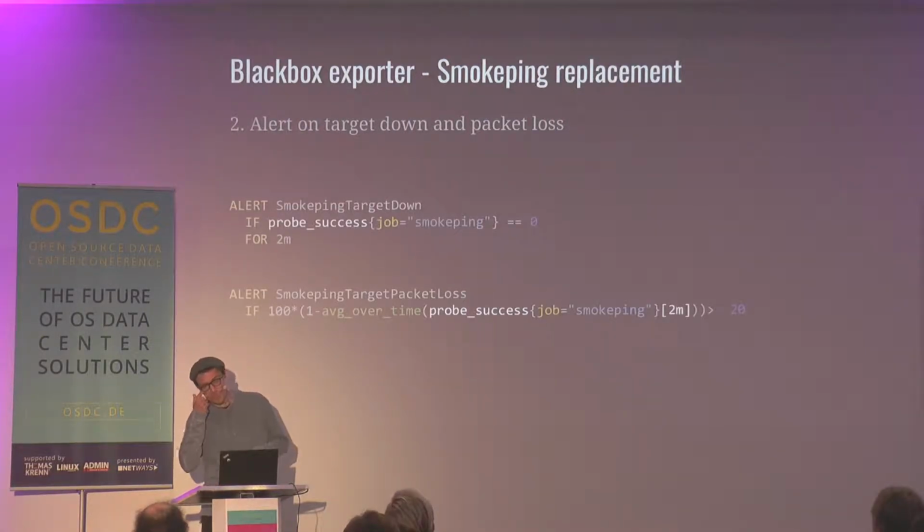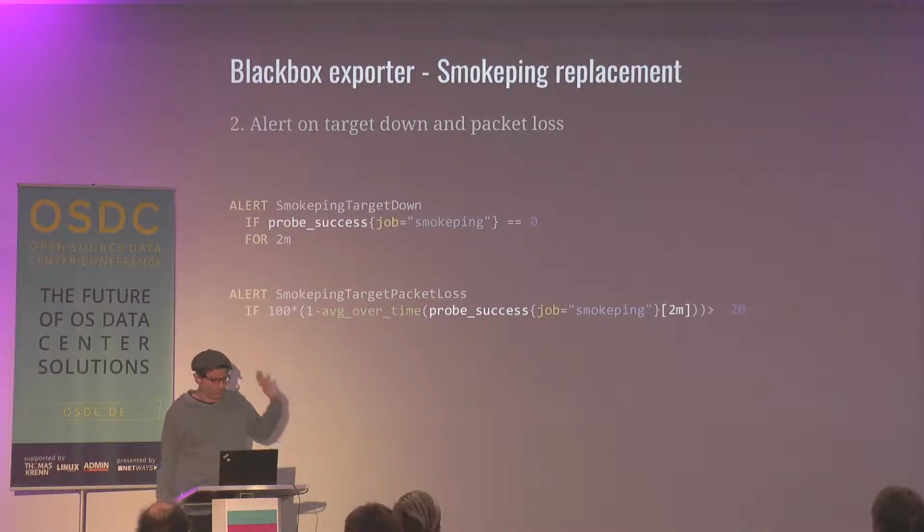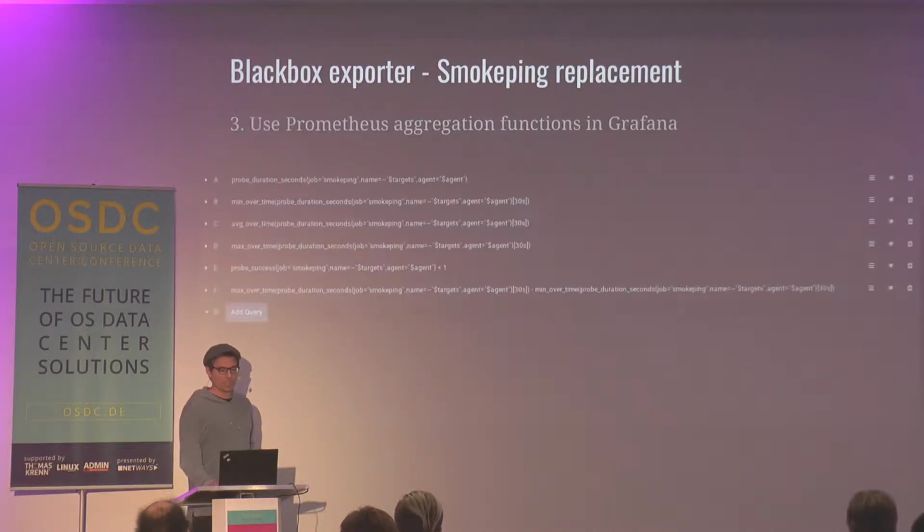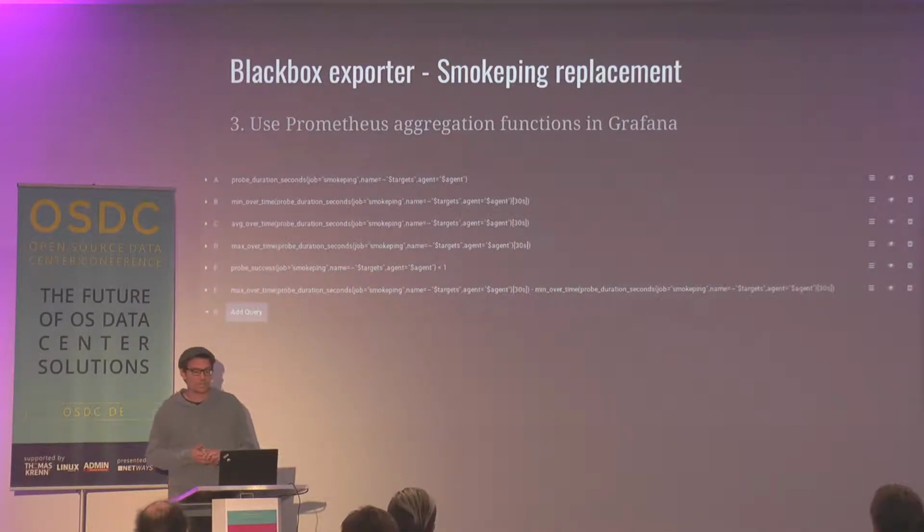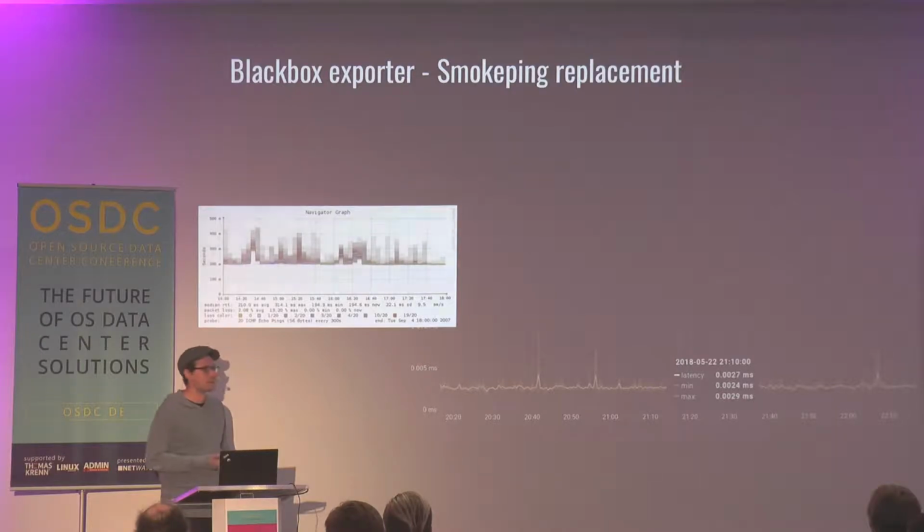So you can already see where this is going. Once you have that, it is very easy to create alerts that will alert you when the target is down or you encounter a certain amount of packet loss. And then, given the data, you can use some of the aggregation functions that Prometheus offers and slap them into Grafana. And you'll easily get a graph, for example, like this.